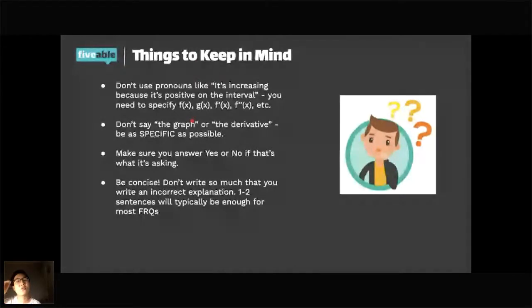Don't say things like the graph or the derivative. Just be very specific. Talk about a point on the graph. Talk about the derivative at some point, or f prime of x, etc. Make sure you answer the question, yes or no.